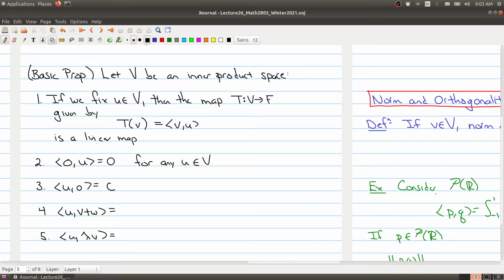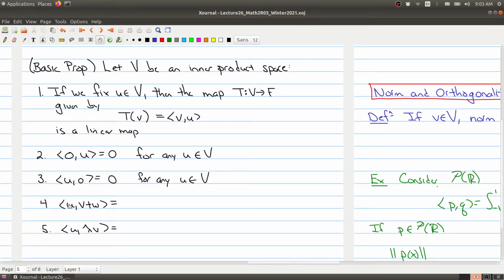Properties 2 and 3 are basically saying the same thing: whenever you take an inner product of an element with 0 as one of the vectors, you get 0 as your answer. This is true for any vector u in V. In the definition, we only talked about what happens in the first slot. So what happens in the second slot? It turns out you can do the same sort of thing. The inner product of u and v plus w is the same thing as the inner product of u and v plus the inner product of u and w. So that gives you one property.